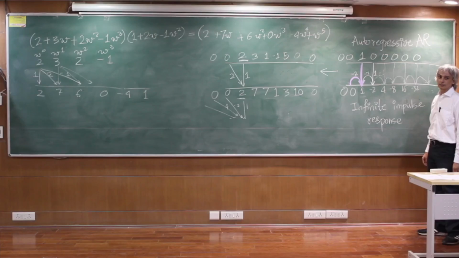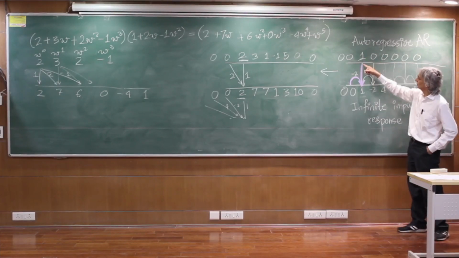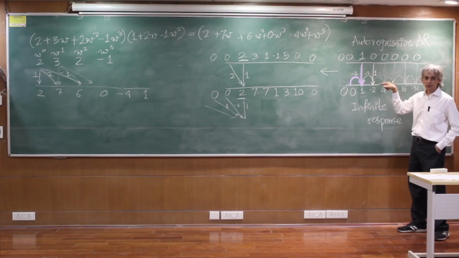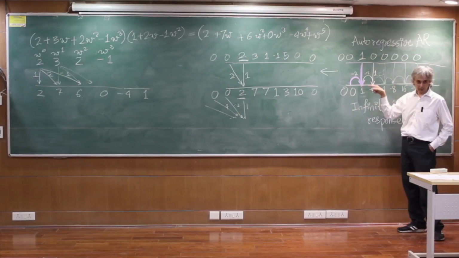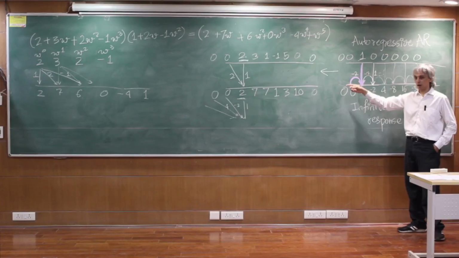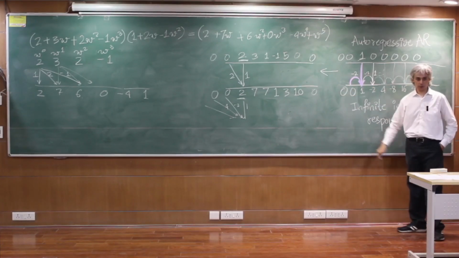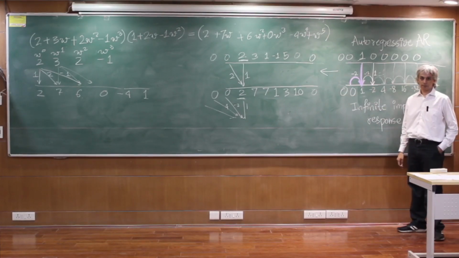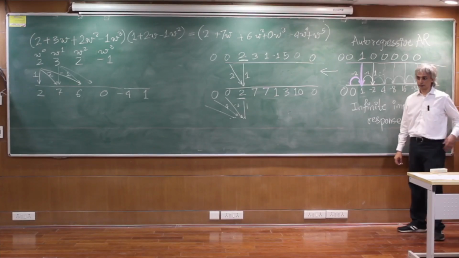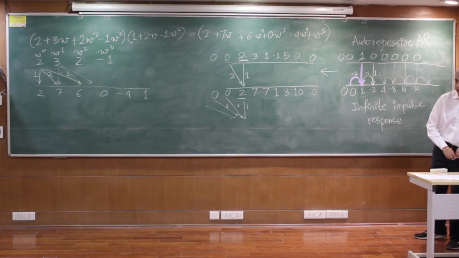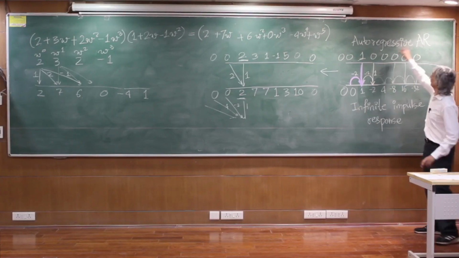Could you repeat the definition of autoregressive? An autoregressive filter is a filter that takes one number from above and then all other numbers from its own previous outputs. Okay? What is AR? AR is autoregressive.